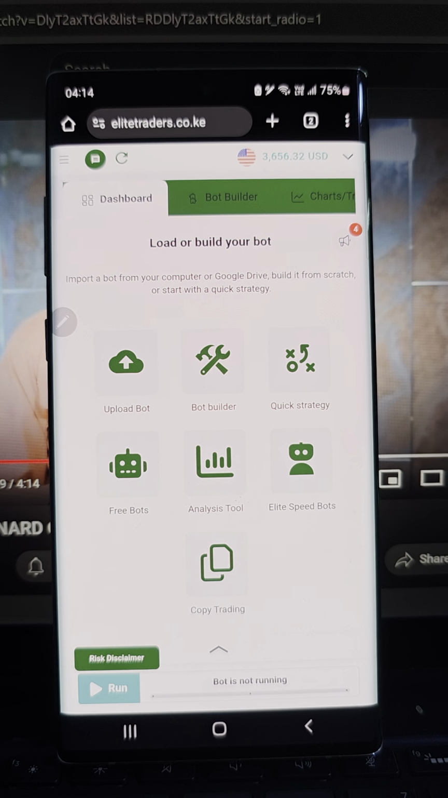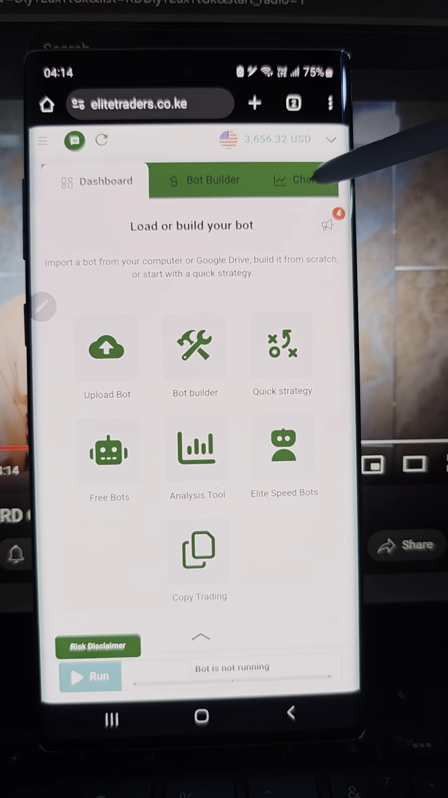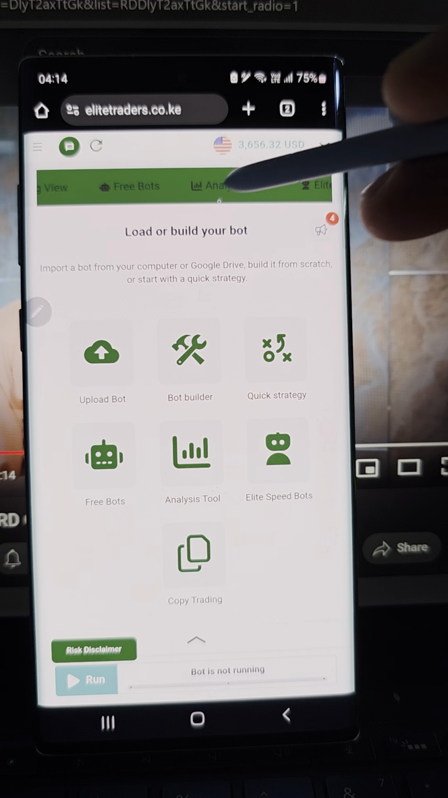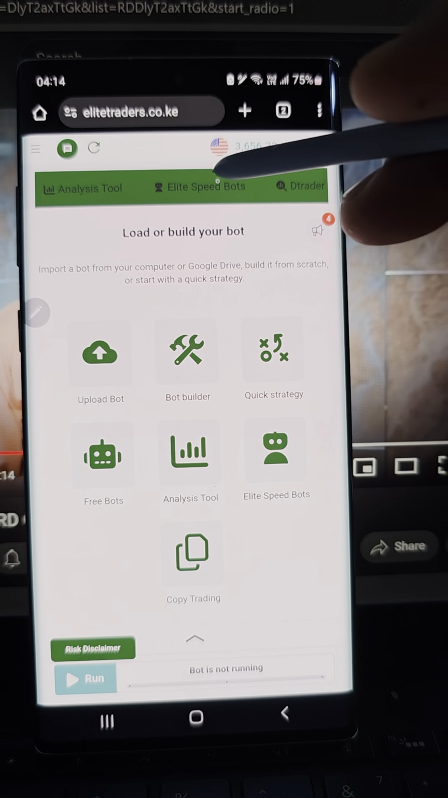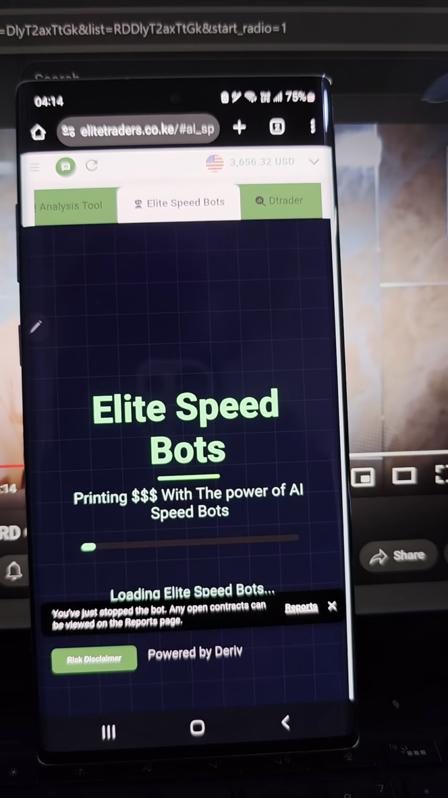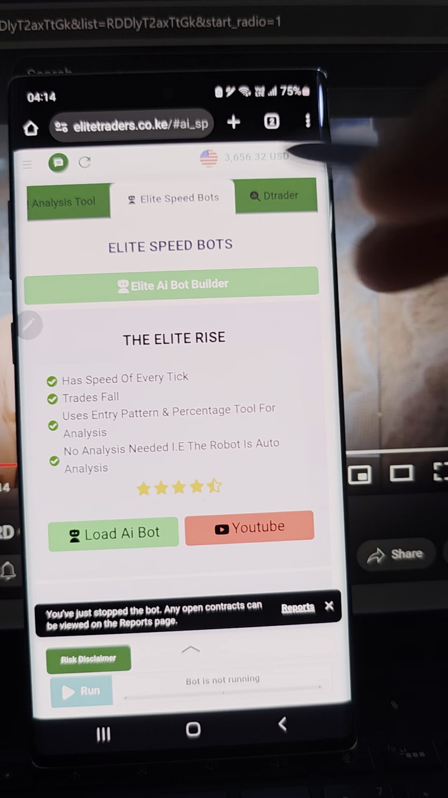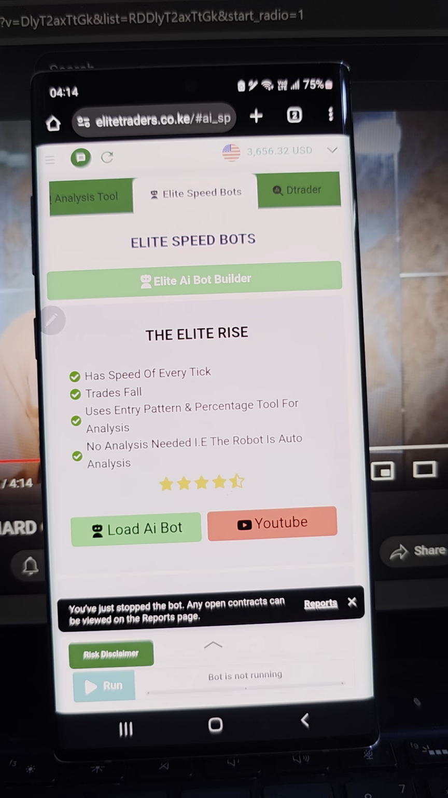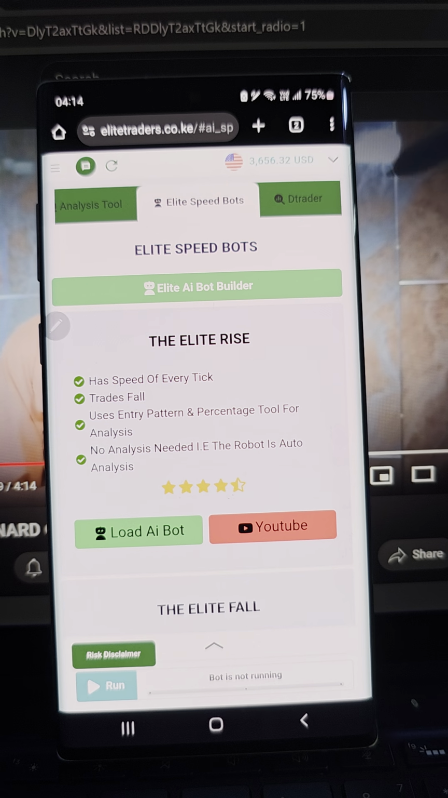I want us to trade a rise and fall market, which is very easy. So welcome to Alright Traders. We're using the Alright Speedboat. This is the home of profit. If you are not trading on Alright Traders, then that means probably you are not making money.